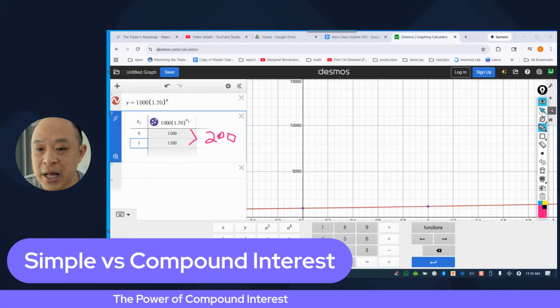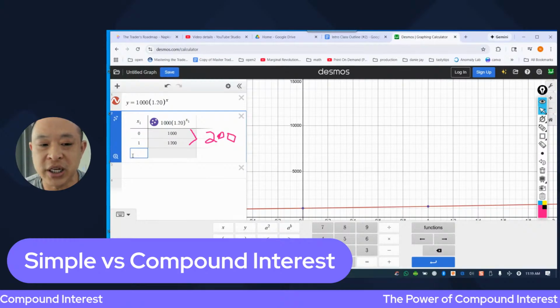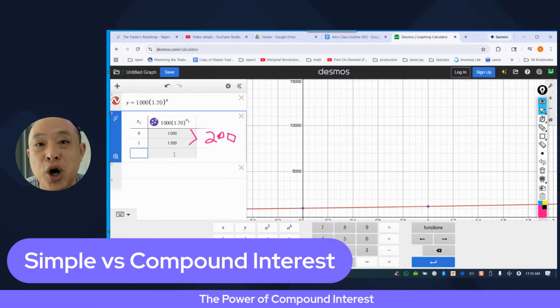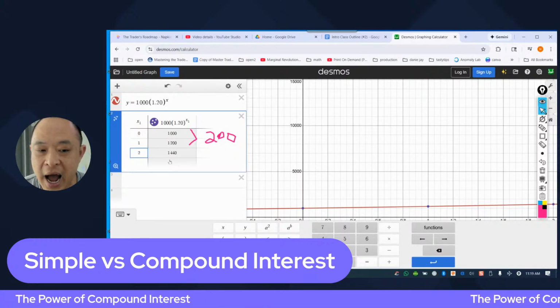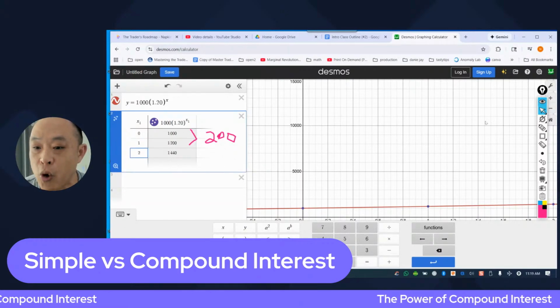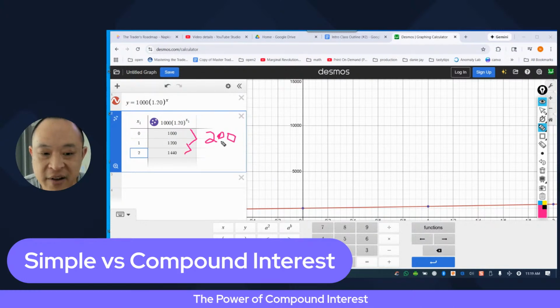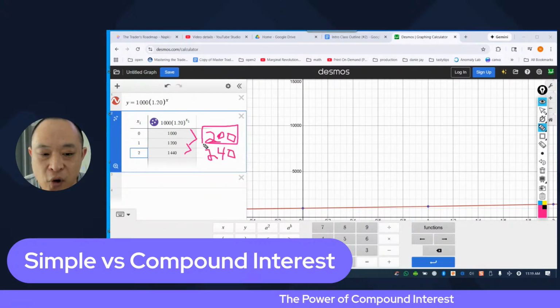But now let's take it to the next month. If we were using simple interest, you would have $1,400, right? Because you're just adding 200 every month. But because this is compound interest, I'm actually going to have $1,440. Why? Where did this number come from? So instead of making $200 of interest, I'm now making $240 of interest. I just made $440 more, right?